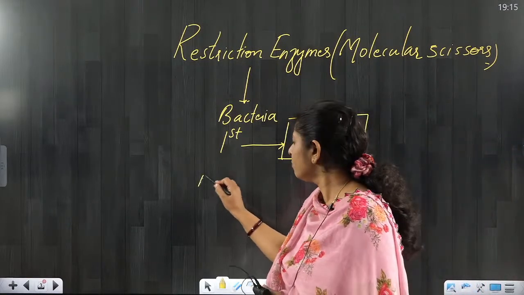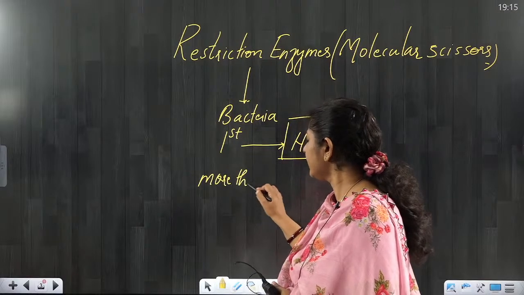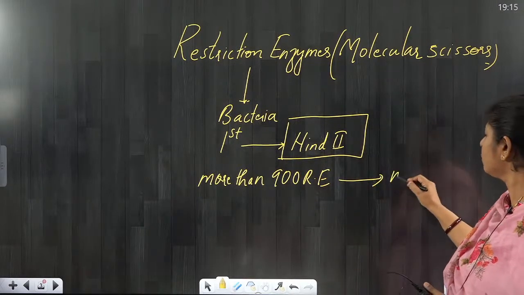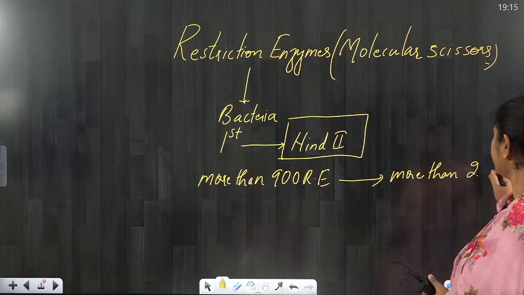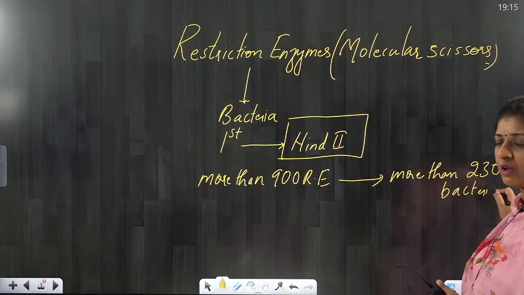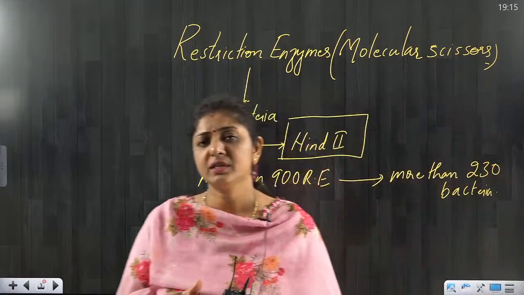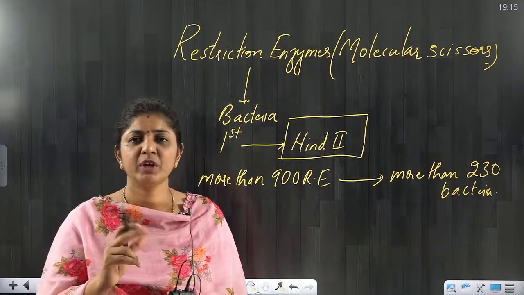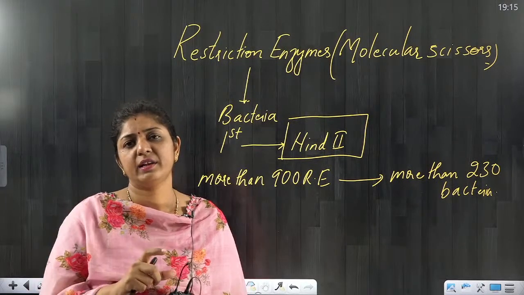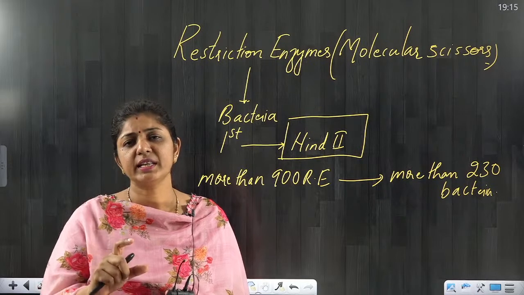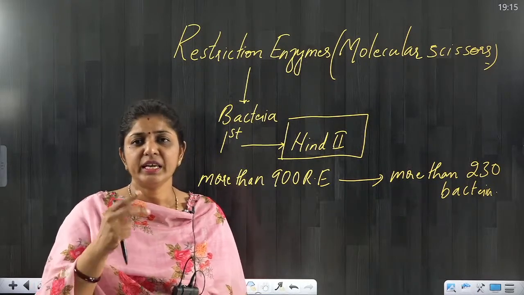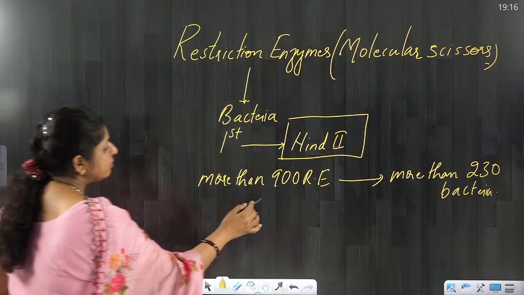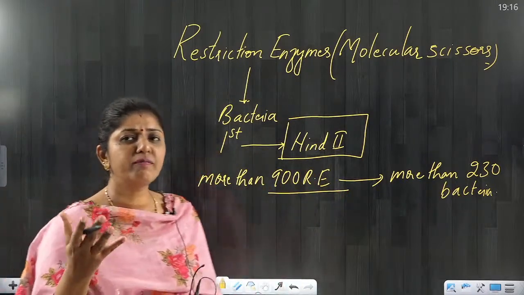Now we have more than 900 restriction enzymes, which we have extracted from more than 230 strains of bacteria. Fine. So the source of restriction enzyme is bacteria. Keep in mind, I am talking about that tool which will help to cut the DNA of the source cell, and the same scissor, or enzyme, or tool, will cut the DNA of the vector as well. I am talking about that tool. Fine. So now we have more than 900 restriction enzymes from how many strains of bacteria?